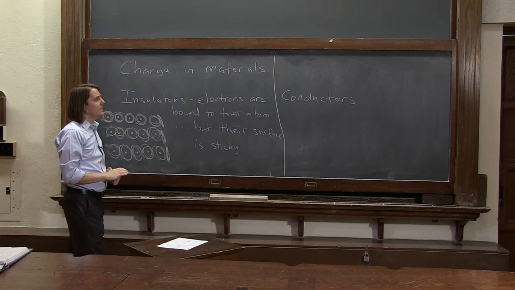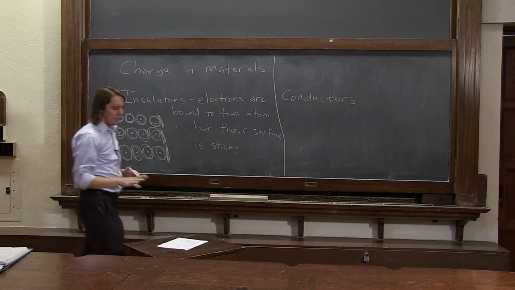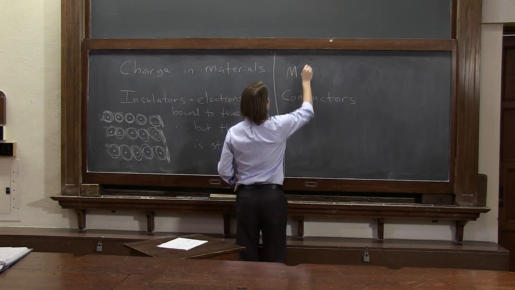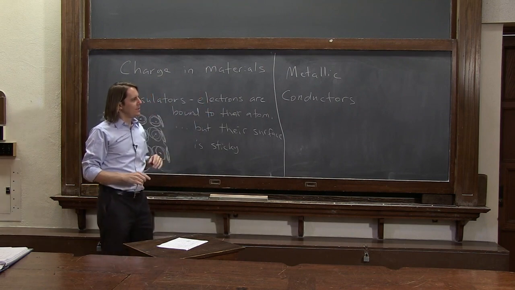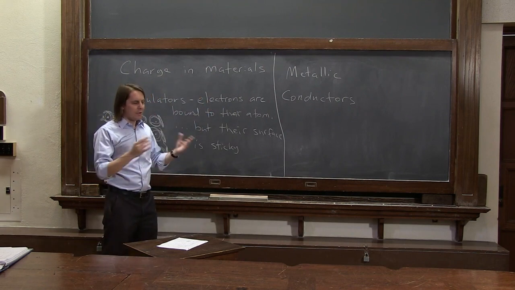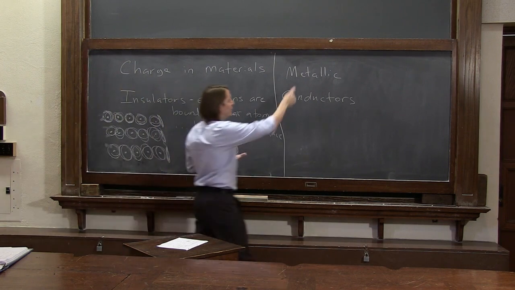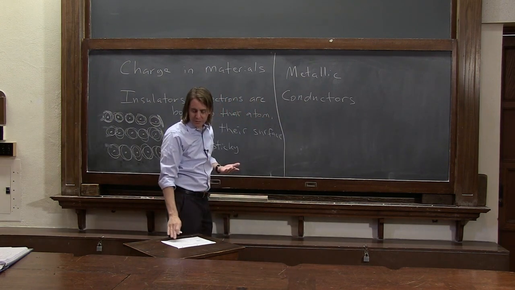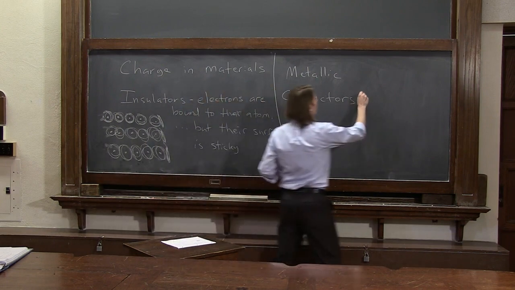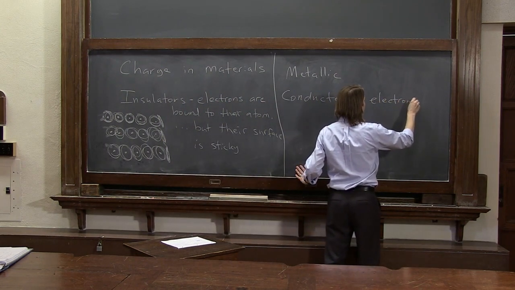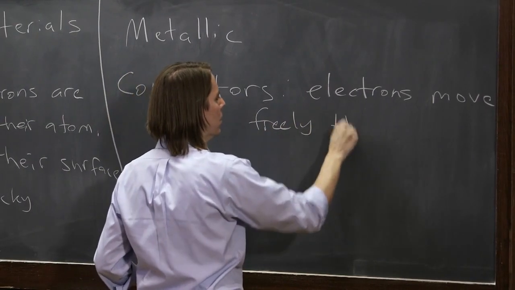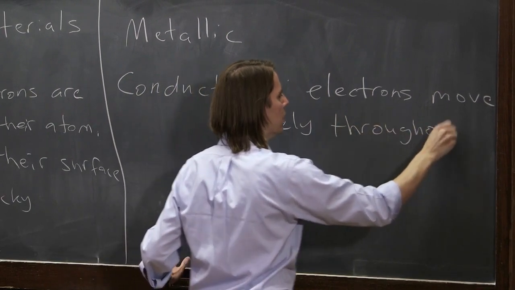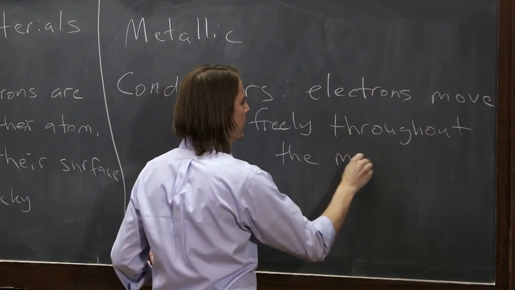The other kind of material is the conductors. Now, you can make conductors a few different ways. So the ones I'm going to talk about are metallic conductors. Okay. The example I'm going to give, the definition I'm going to give applies to metals. And throughout the class, I will say metals a lot. And when I just say metal, I really just mean metallic conductor. Okay. So in a metallic conductor, the electrons move freely throughout the material.